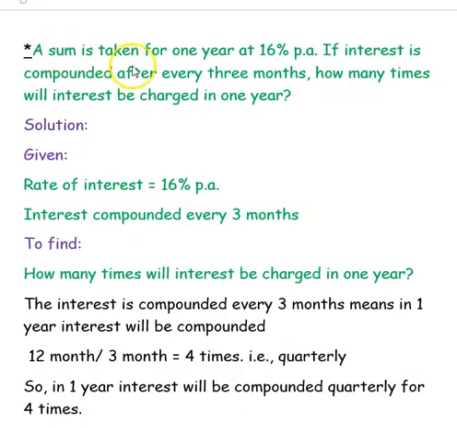The next example is a sum taken for 1 year at 16% per annum. If interest is compounded after every 3 months, how many times will interest be charged in 1 year? So what's given? Rate of interest 16% per annum. Per annum means for 1 year. Interest is compounded every 3 months. What do you want to find? How many times will interest be charged in 1 year?